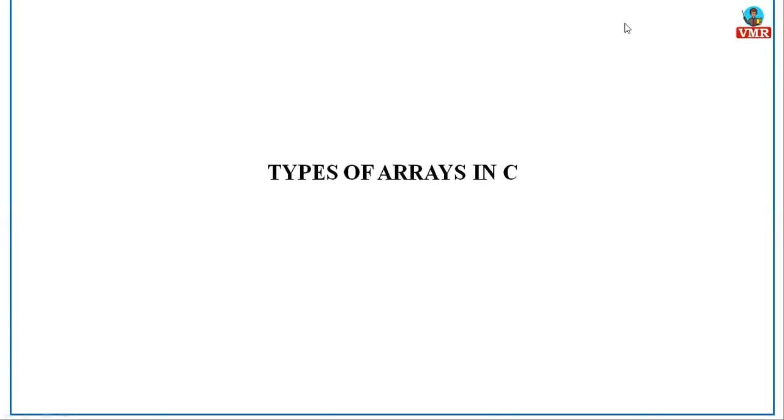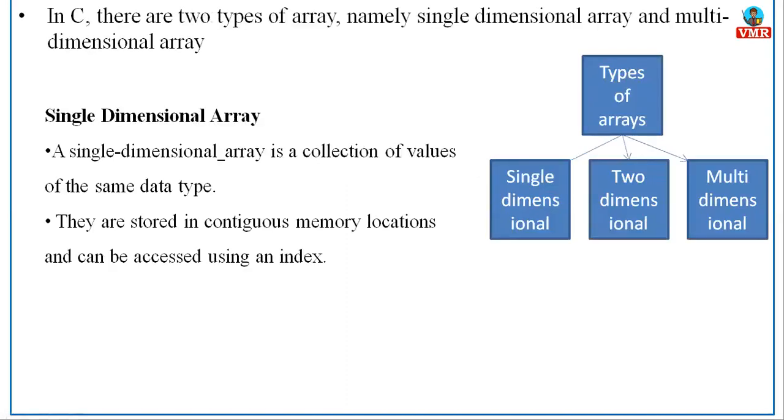Hello everyone. Today we are going to learn about types of arrays in C programming. In the previous lecture we had seen what an array is, how an array can be declared, how it can be initialized, and how those values are stored into the array. Similarly, there are different types of arrays.